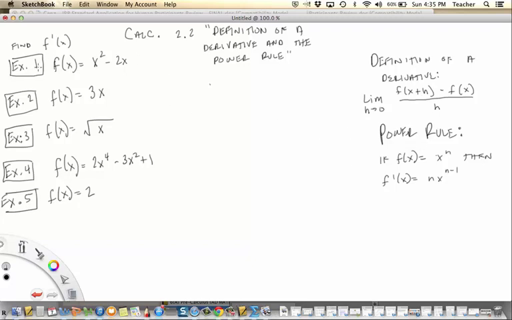So the first thing is I'm going to use the definition of derivative to find what the derivative of x squared minus 2x is. Right? So I'm going to use this particular notation here.